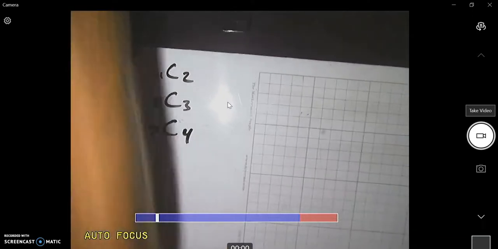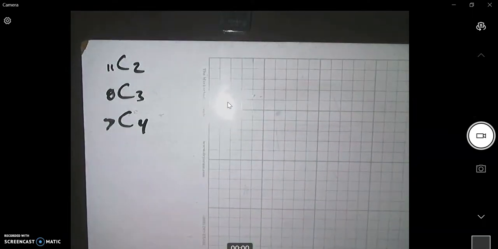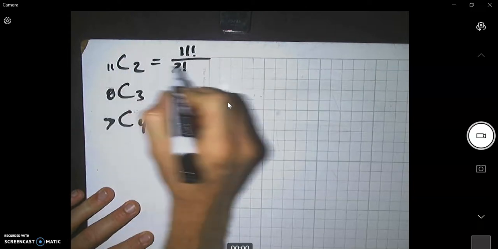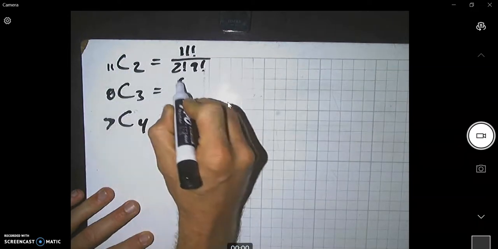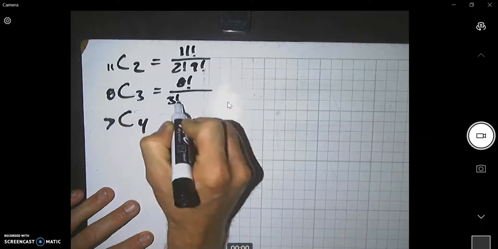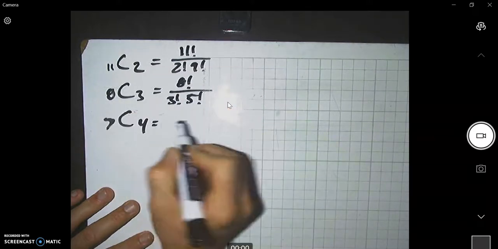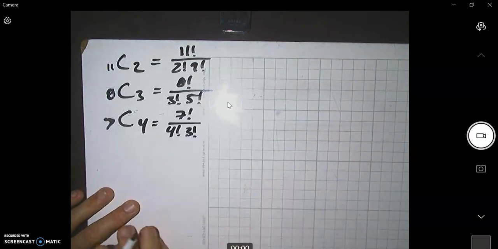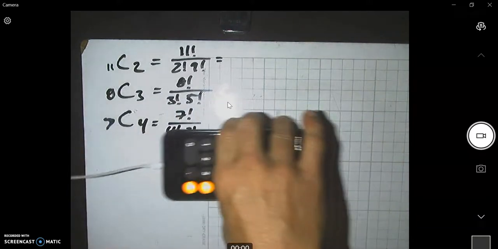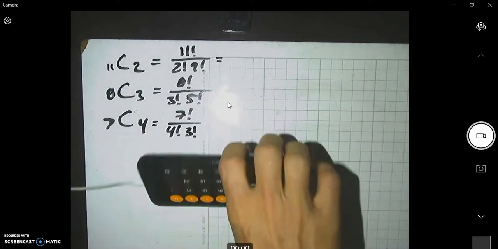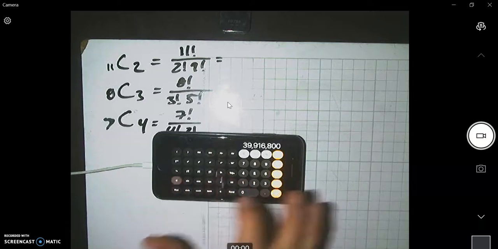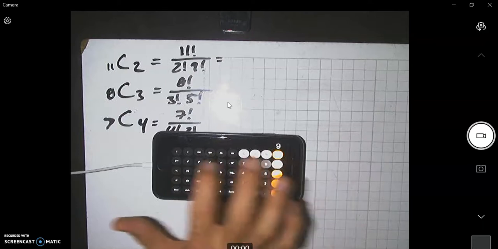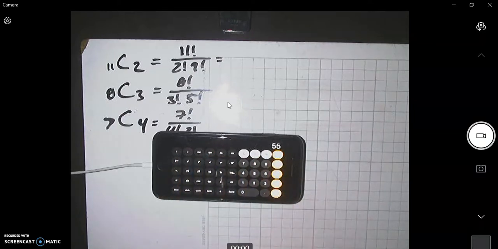Let's back out a little bit, I need more space. Let's set them all up first, and we'll do the calculations. So 11 factorial up top, 2 factorial, the difference is 9. 8 factorial up top, 3 factorial, that difference is 5 factorial. 7 factorial, 4 factorial, 7 minus 4 is 3. Okay, let's go through one at a time. Turn my phone sideways, there we go. 11 factorial divided by, parenthesis, 2 factorial times 9 factorial, close parenthesis, equals 55.